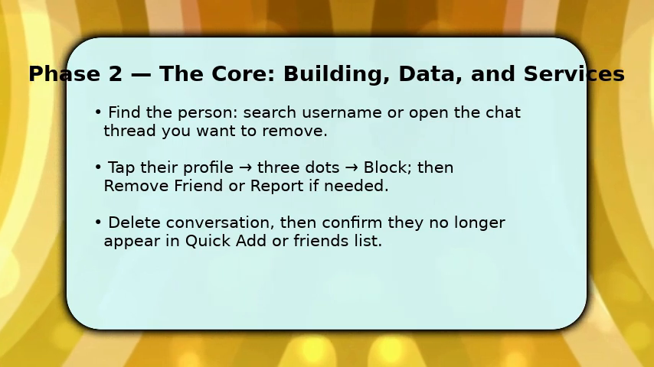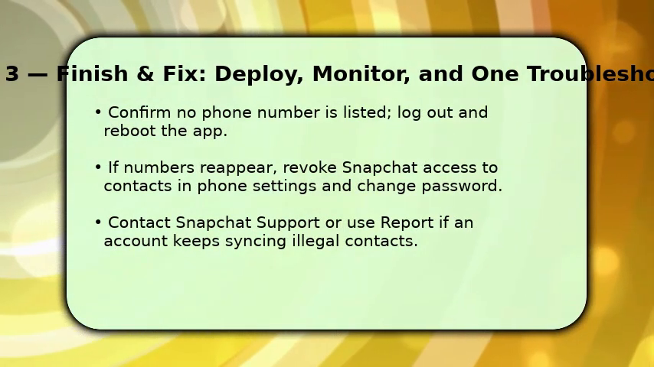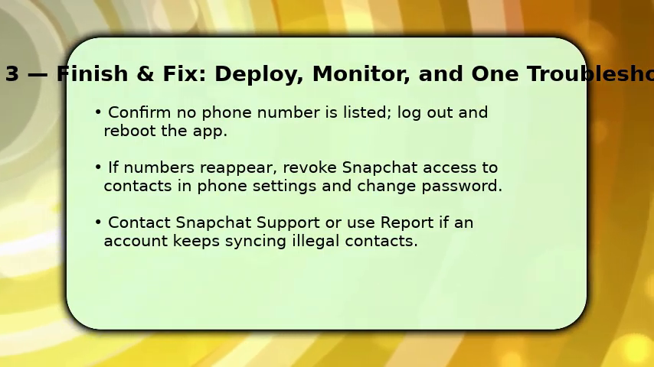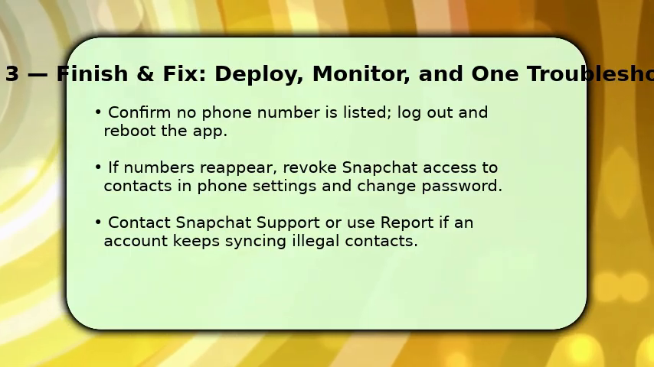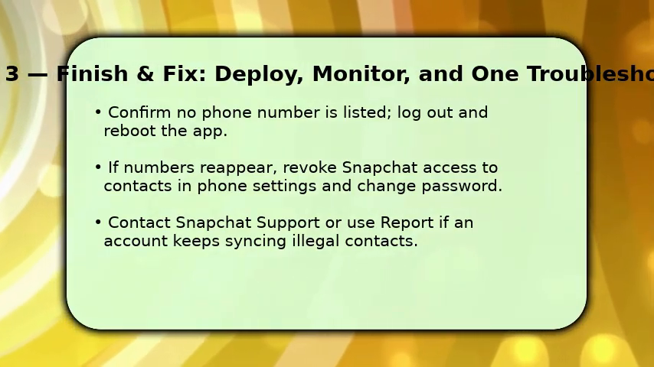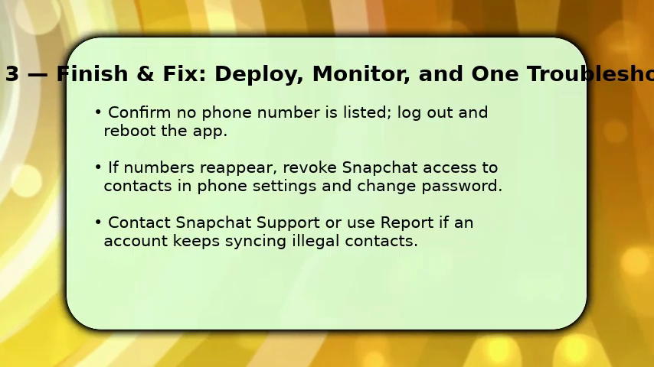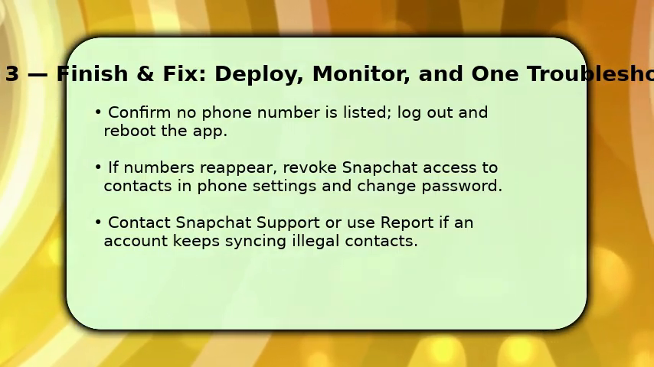Finish by verifying the number is gone. Open Settings, confirm mobile number is blank, then log out and restart the app to force sync. If numbers reappear, go to your phone's app permissions and revoke contacts access, then change your Snapchat password. This stops re-importing. As a last resort, contact Snapchat support or report the persistent account.